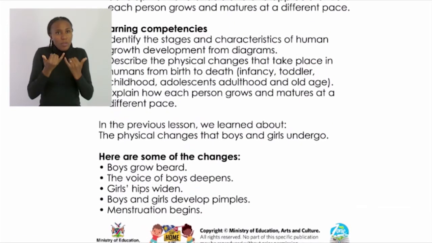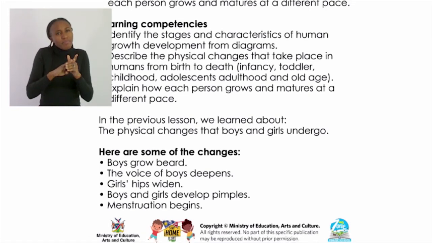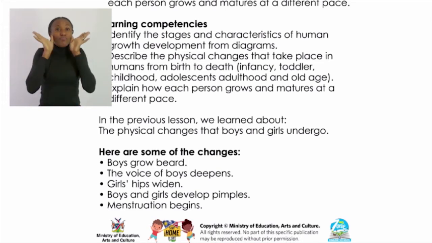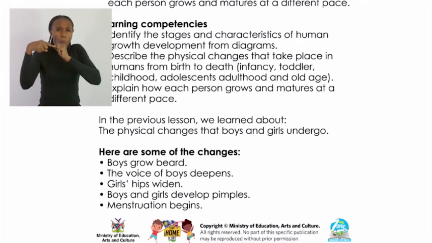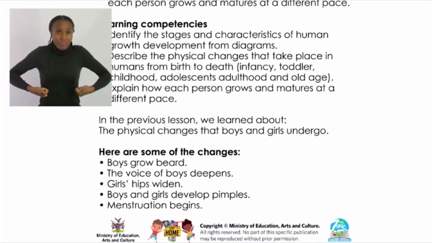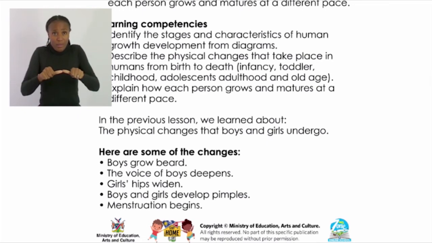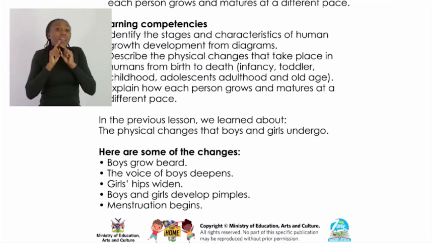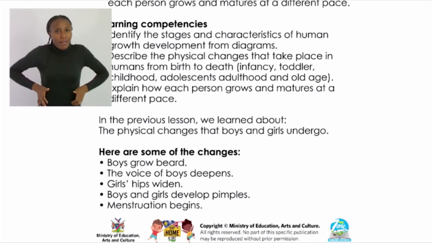Let's move on. In our previous lesson, you learned the following changes in boys and girls. Boys grow beards. It's only that I'm wearing a mask now, so you can't see mine. The voices of the boys deepen. It means boys' voices have to change. Girls' hips widen, so the size of the hips of the girls gets a little bit bigger. Boys and girls both develop pimples. And when it comes to ladies, they start the menstrual cycle, or menstruation begins.